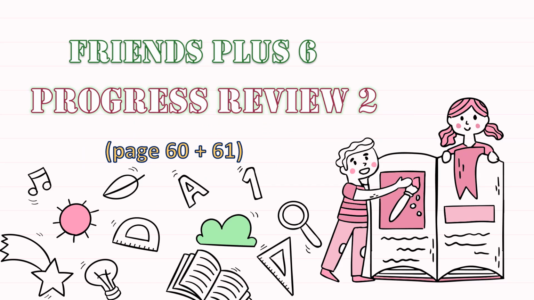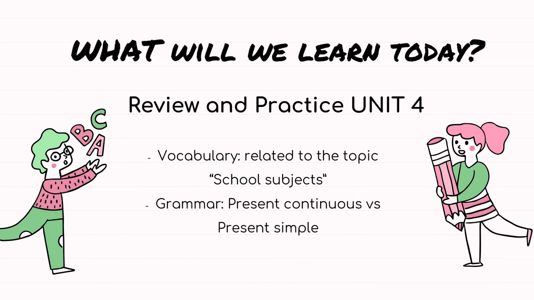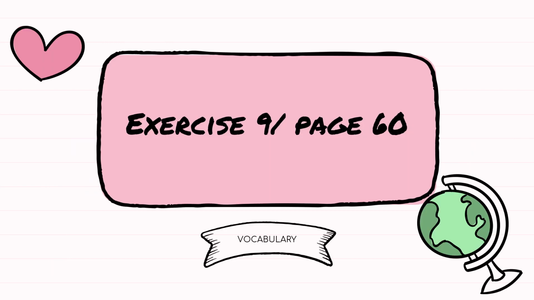And the lesson today is Progress Review 2 on pages 60 and 61. So, what will we learn today? Today we review and practice Unit 4, the vocabulary related to the topic school subjects, and the grammar: present continuous and present simple. Okay, now we start with the vocabulary exercise.